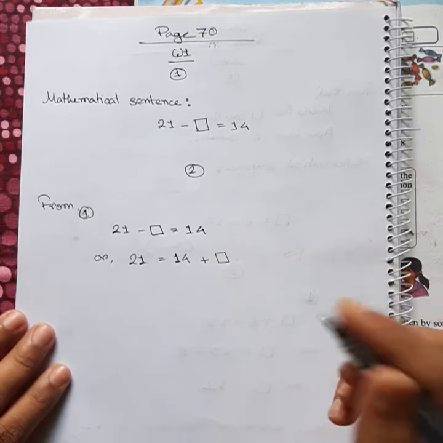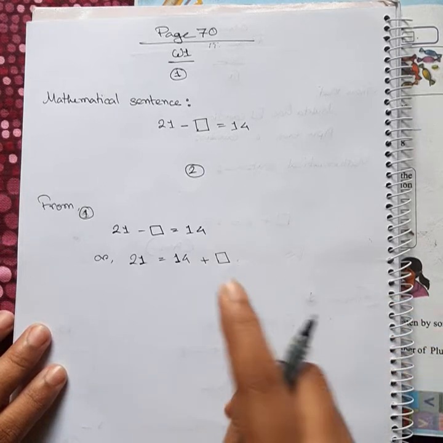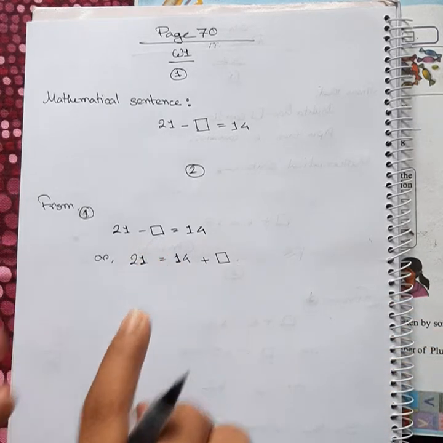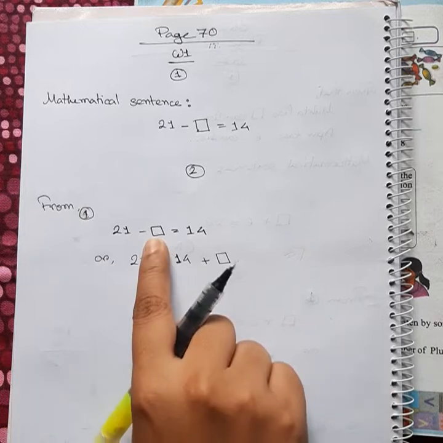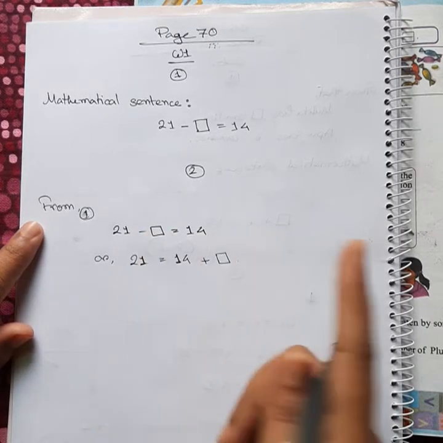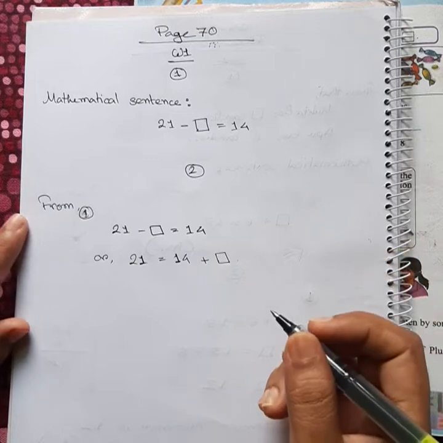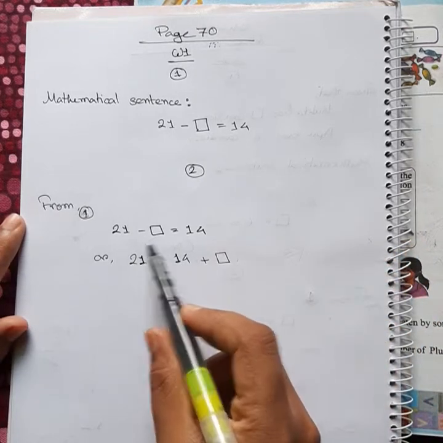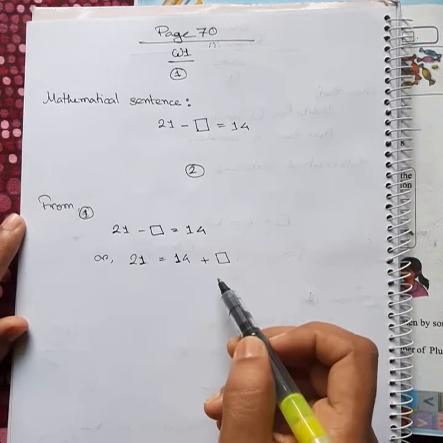Where are we? Yes, we were here. So to make the box positive, we are going to take what? We are going to take the box on the other side, that means the right side, and at that time if you change the side then it will automatically become positive.